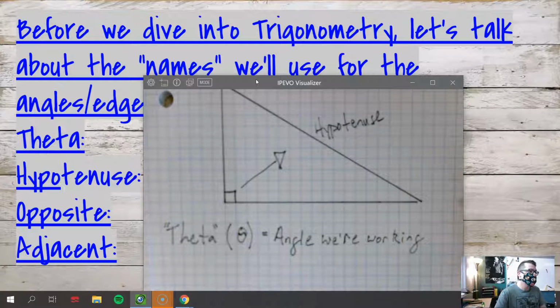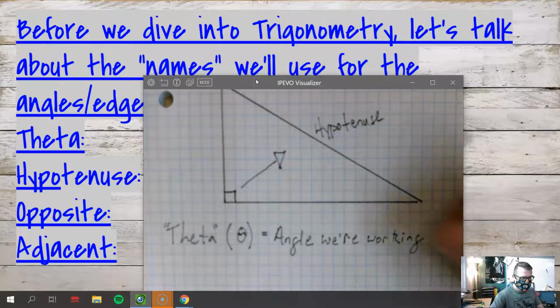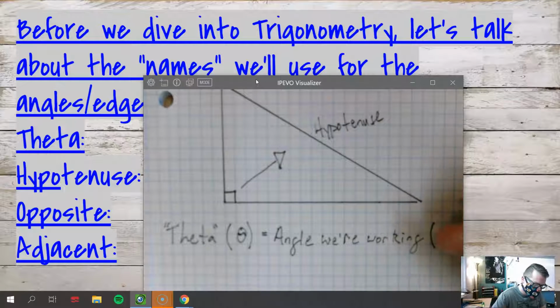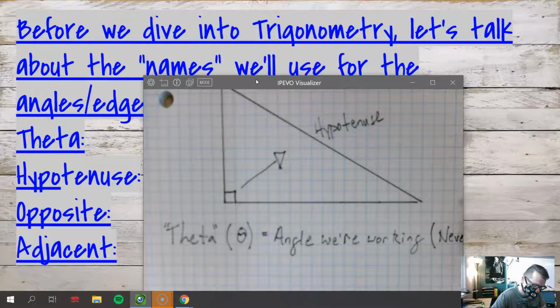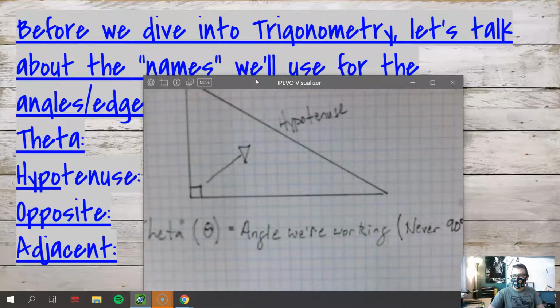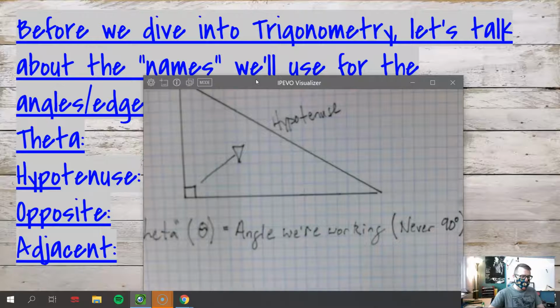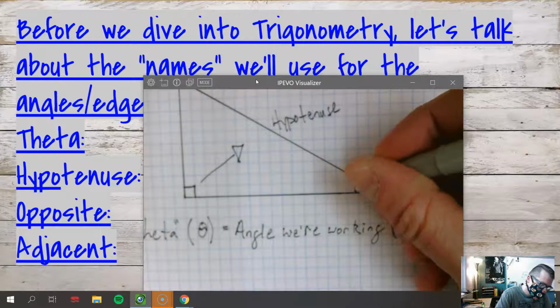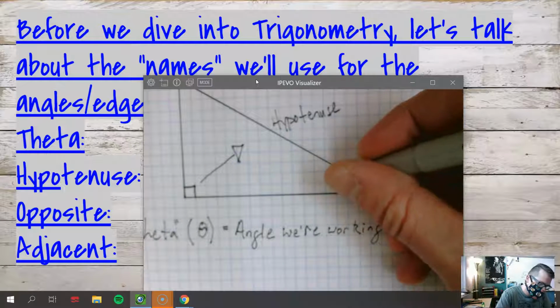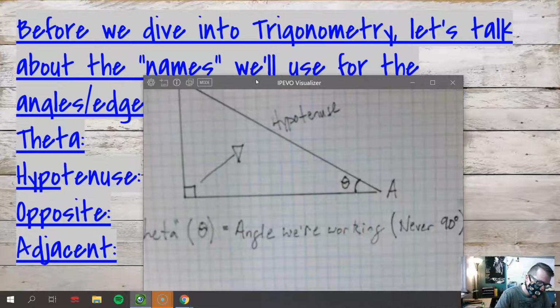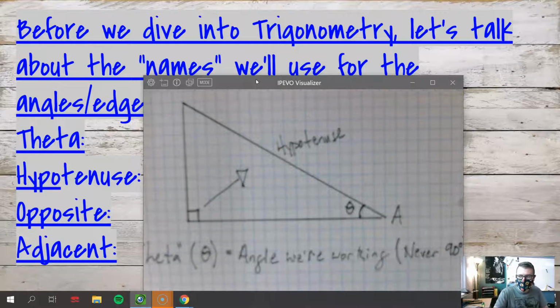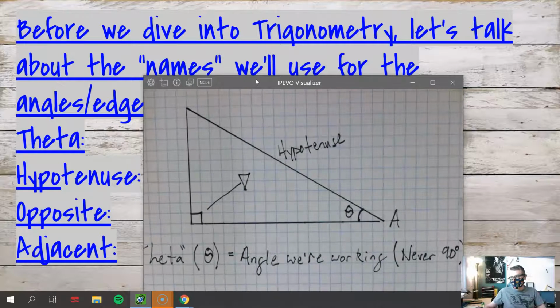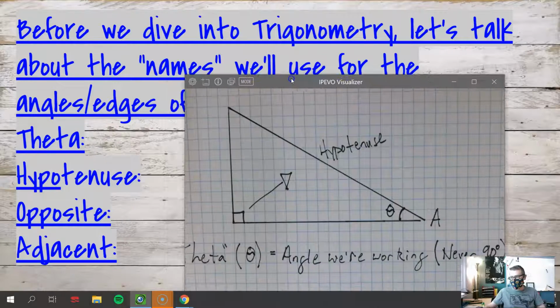It's the angle that we're dealing with. It's the primary angle, but never the 90 degrees. Theta can never be our 90. So it's always going to be one of our acute angles. So here, if we call our theta angle A, let's label that in our circle. Draw a little Easter egg. Right, that's what theta kind of looks like. A little Easter egg. B's on top.